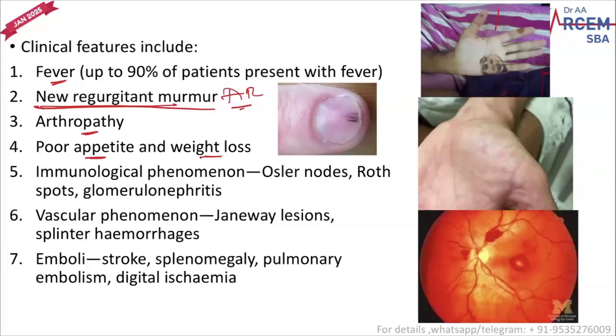Specific signs include ocular nodules. Roth spots can be seen. These are the spots seen on the retina, which are known as Roth spots. Janeway lesions are also seen on the hands. Splinter hemorrhages are seen on the nail beds here.